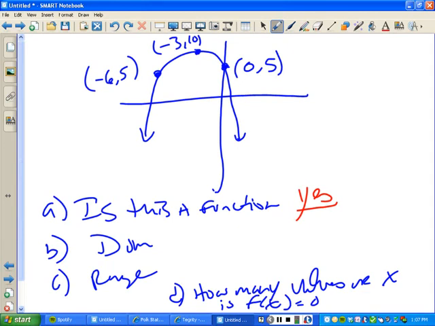Now, the domain will cross up some people, so you got to be careful with the domain. What did you put for the domain? Negative infinity to positive infinity.